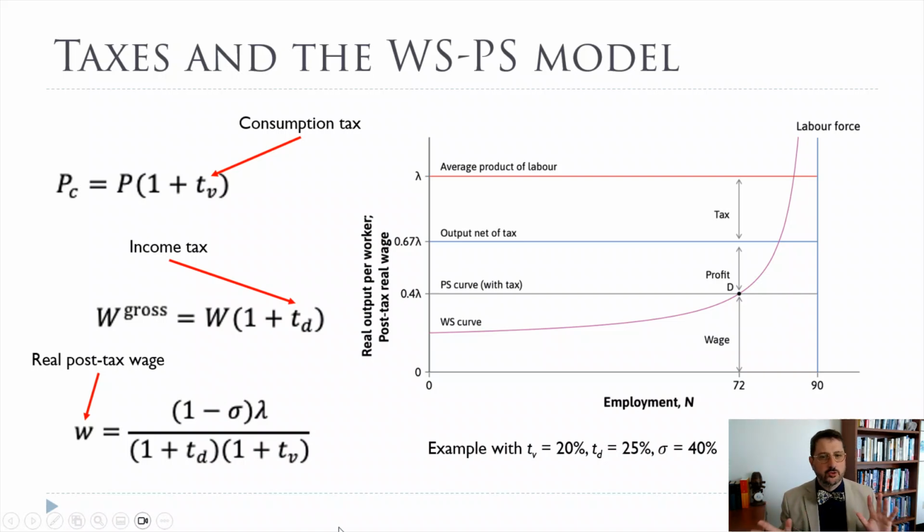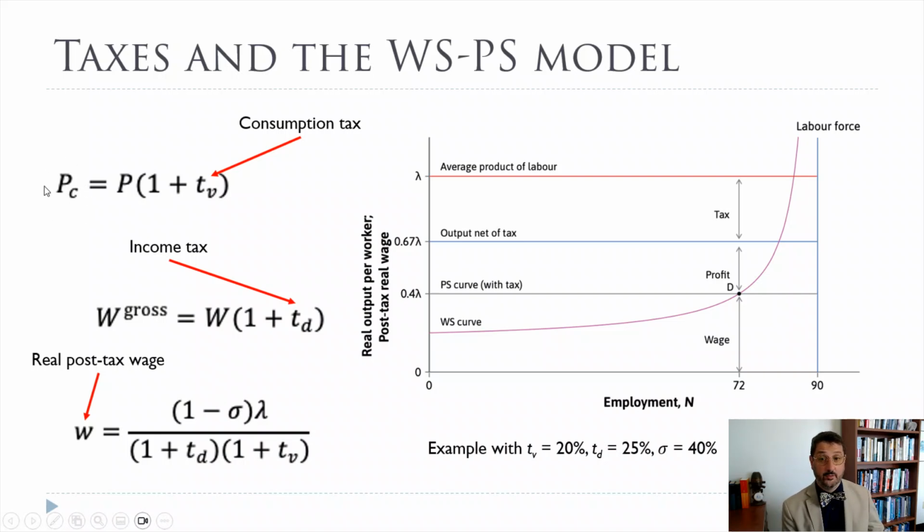We can look at two types of taxes, right? One very common tax in Europe is a consumption tax or a value-added tax. What that's going to do is increase the consumer price, right? So here, TV is our consumption tax or value-added tax. And that gets added to the price, and that increases the price that the consumer has to pay.